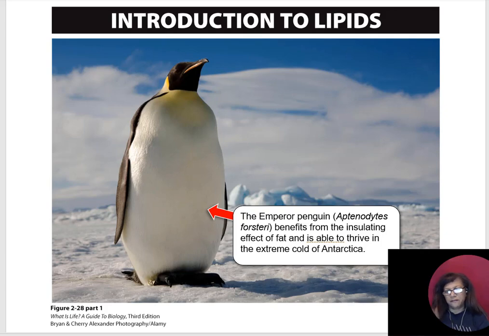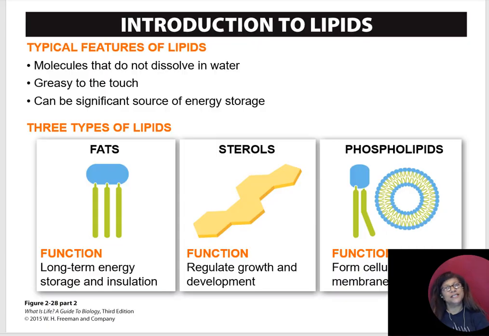They actually benefit from the insulating effect of fat, and they're able to thrive in the extreme cold and temperatures of places like Antarctica because of fat. Fat is not bad. I know if you're from California and you were raised in California, you probably feel that fat is a really, really bad thing. Turns out it's not. So let's talk about some features of lipids, also known as fats, right?